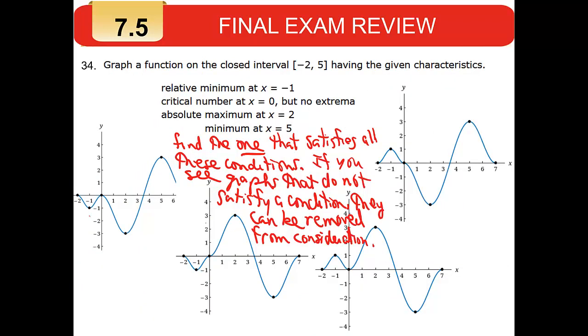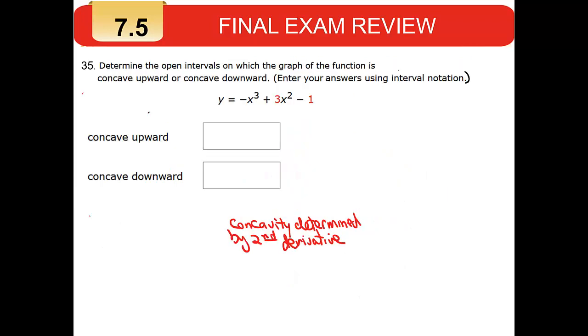When you're given the graph and you're asked for it to satisfy conditions, I would say the strategy is to find the one that satisfies all the conditions, and you can start off by eliminating things that definitely do not satisfy the condition. Concavity involves taking the second derivative.